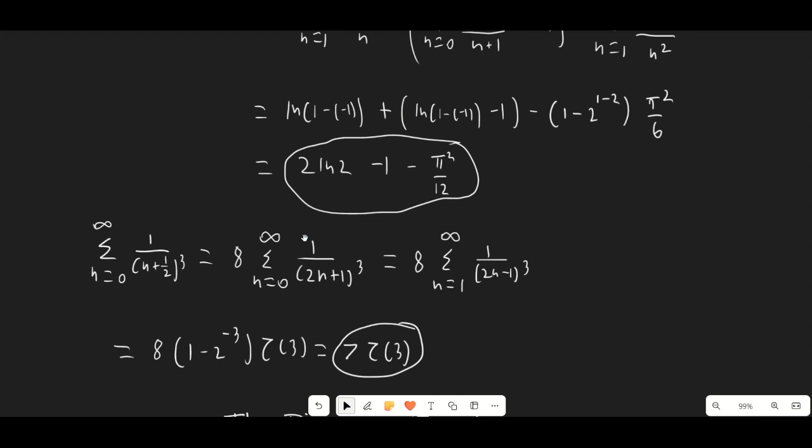And what this does is it gives us the sum from n equals 0 to infinity of 1 over 2n plus 1 cubed, which is the same as the sum from n equals 1 to infinity of 1 over 2n minus 1 cubed, which was just our expression that we derived earlier, which was related to the zeta function. So in this case, s equals 3, so we get 8 times 1 minus 2 to the negative 3, zeta of 3, which is just 7 times zeta of 3.